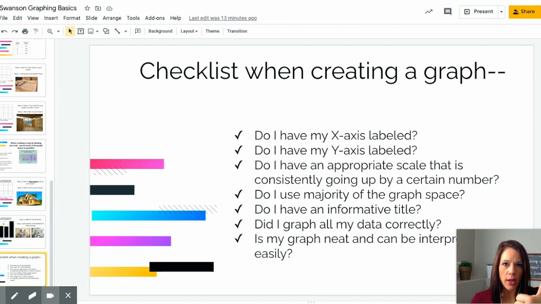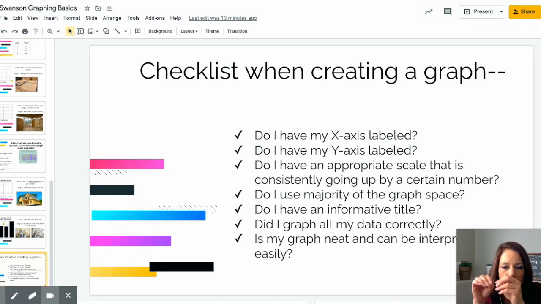Do I have my x-axis labeled? Is my y-axis labeled? Do I have an appropriate scale that goes up consistently? Is it going up by 1s? Is it going up by 2s? Is it going up by 5s or 10s? And again, you look at your highest data point to kind of determine that. Did I use the majority of the graph space?